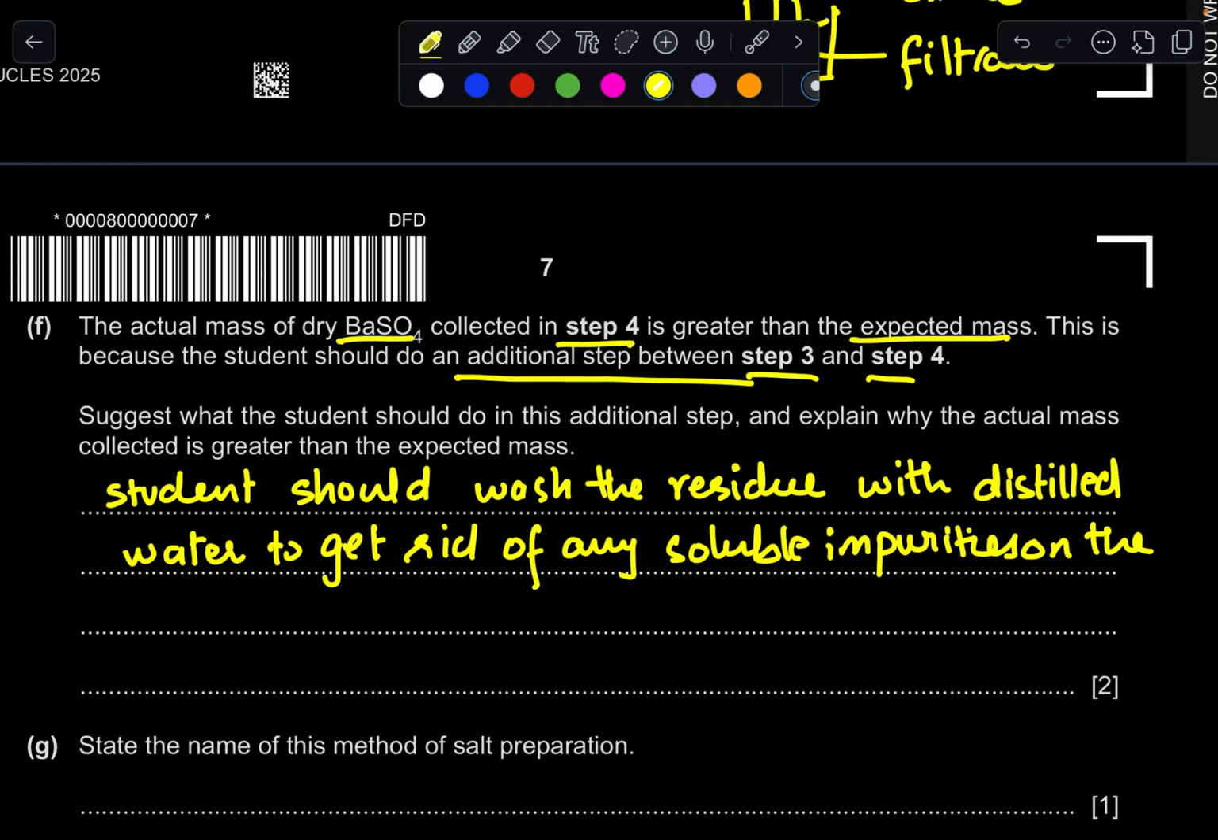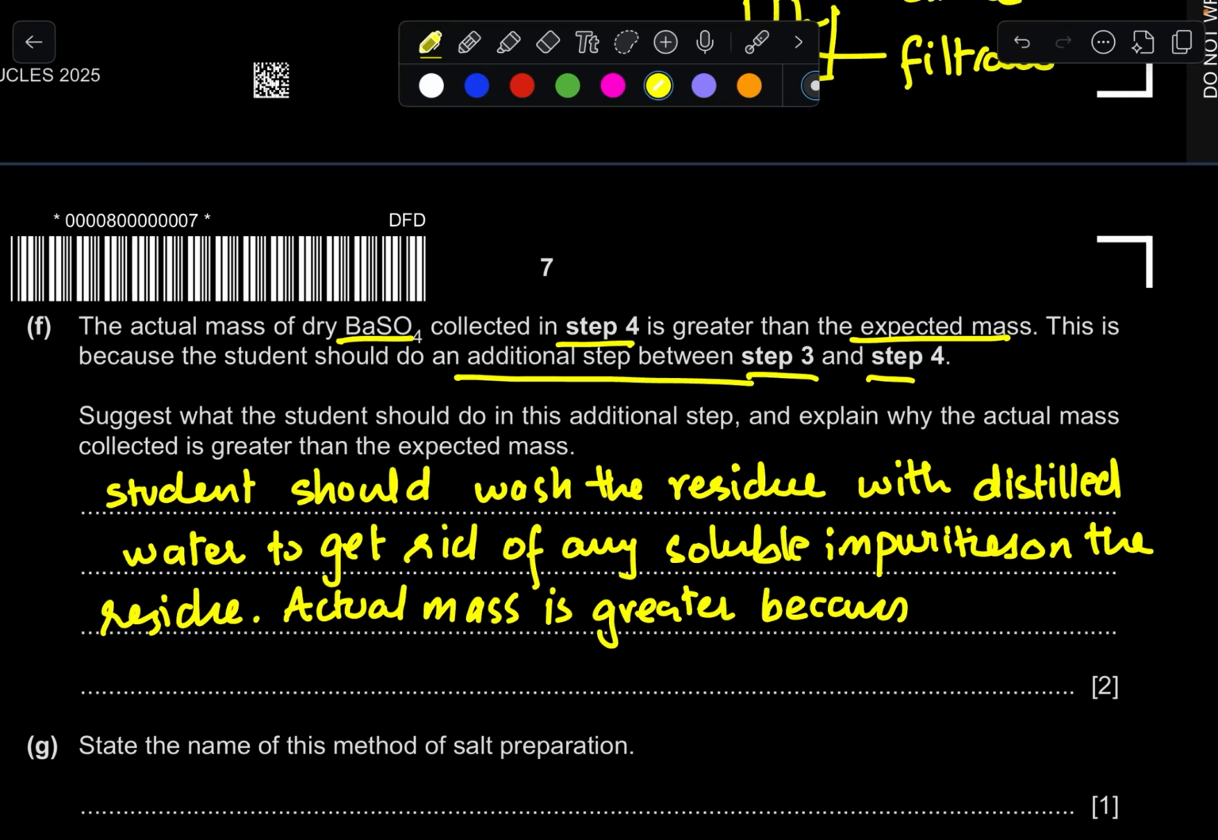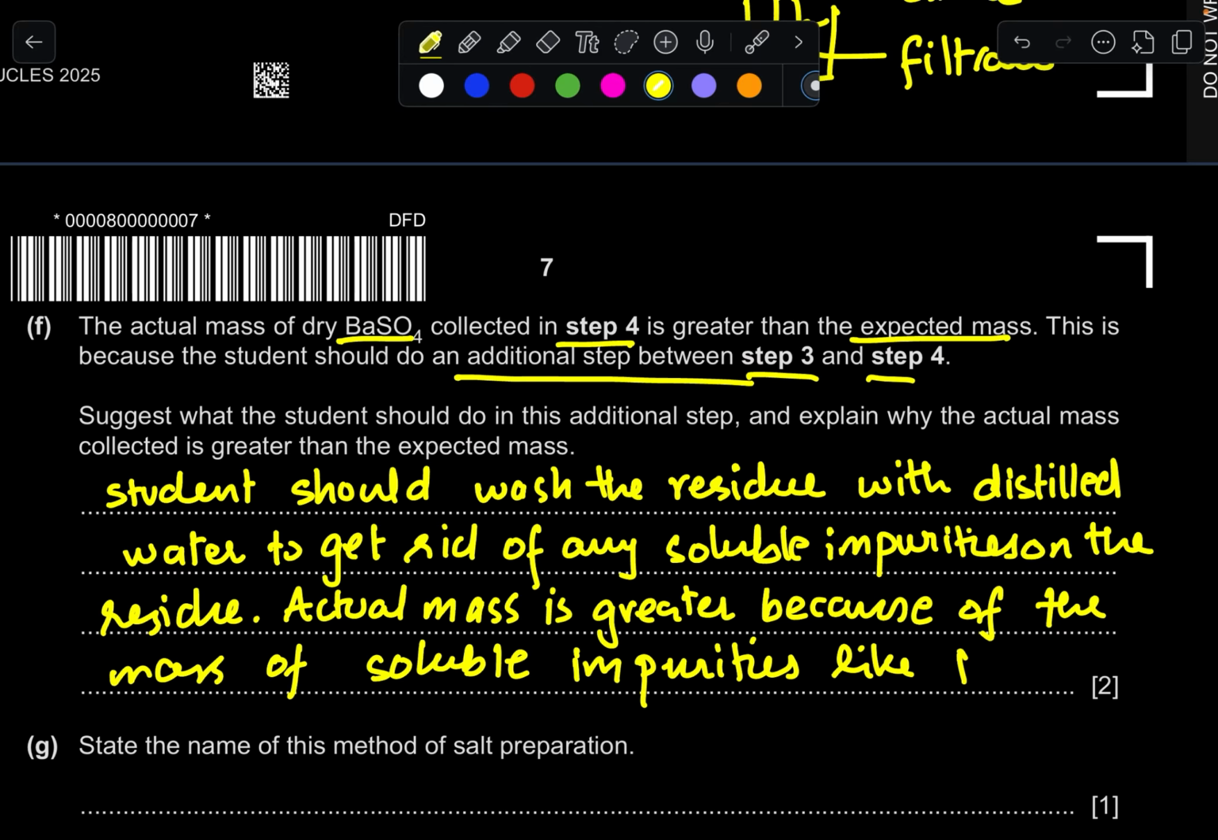on the residue. That's the first thing we're going to tell, and the second thing is why the actual mass collected is greater than the expected mass. The mass is greater because of the mass of your soluble impurities, like NaCl, which are going to be on top of your barium sulfate.